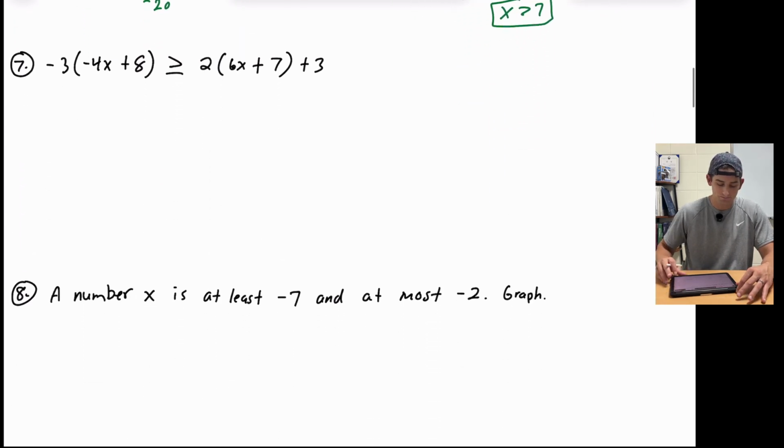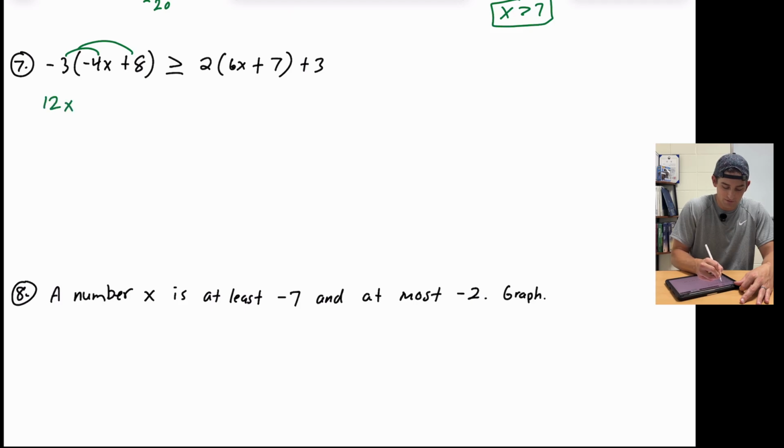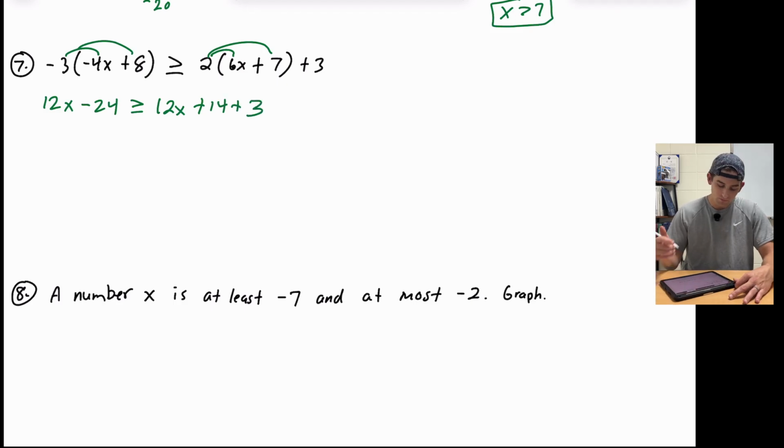All right, number 7. We need to distribute on both sides here, so let's do that. So -3 times -4x would be +12x. -3 times 8 is minus 24, greater than or equal. 2 times 6x would be 12x. 2 times 7 would be 14. And then we do have this plus 3 on the right side. So let's simplify that right side. 12x minus 24 is greater than or equal to 12x plus 17.